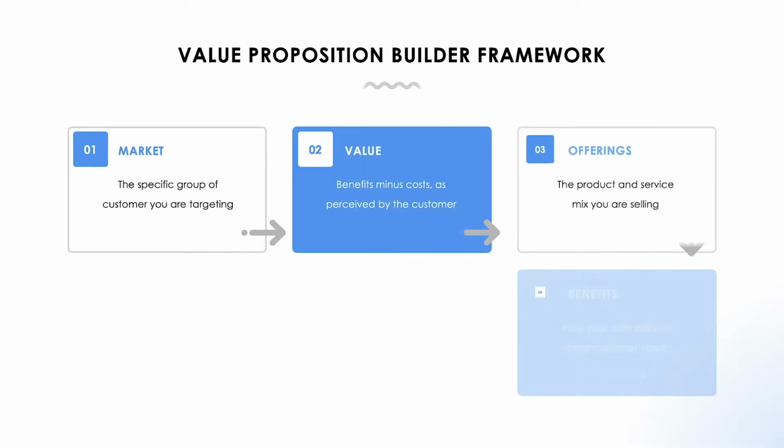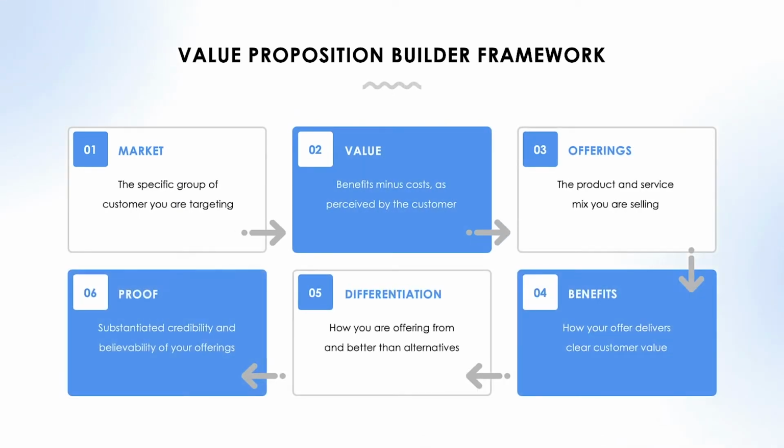"We are a navigation app that shares digital maps and routes" isn't a value proposition. "We cut your average commute in half so you can focus on what really matters" is. Execs can use this value proposition builder framework to identify and design their own value prop.